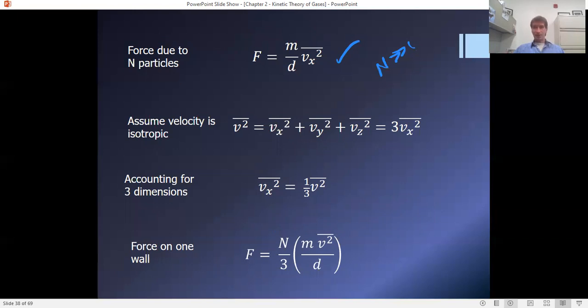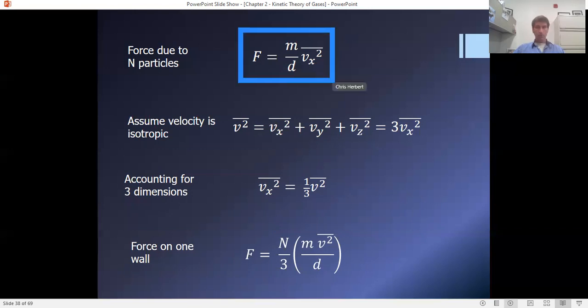Any fluctuation is going to be averaged out. Particles are hitting the wall at any moment, at any time. Okay, so I have my expression for the force on that wall due to n particles. All right, here's where it gets a little bit tricky.